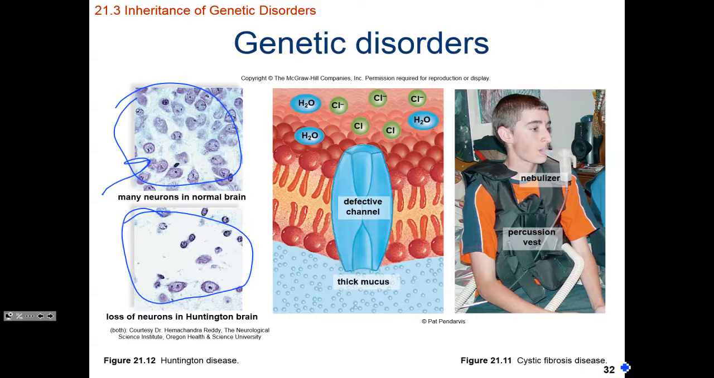If somebody has cystic fibrosis, they have too many chloride ions on the intracellular side of their mucous cells and not enough chloride ions outside, and that causes extra thick mucus because of the osmotic gradient that develops. And to treat cystic fibrosis, oftentimes they're given a nebulizer to help loosen the mucus in their lungs, and they're given a percussive chest vest that physically vibrates their lungs to shake the mucus out.